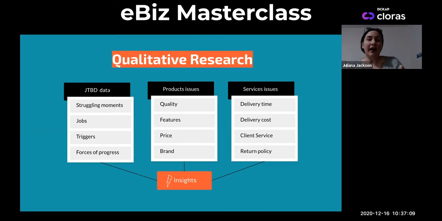And knowing that is very important for you to look at the product and understand what are the best qualities of the product, what are the features that are making people happy. Is my pricing okay? Is it not? How about my brand? Or how about the brands that I sell through my store? And then, very important, the service issues. You need to understand if customers are happy with your services, with the delivery times, with the customer support, your return policy. Very important thing.